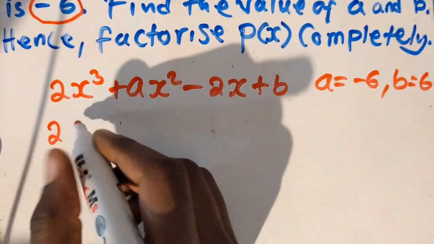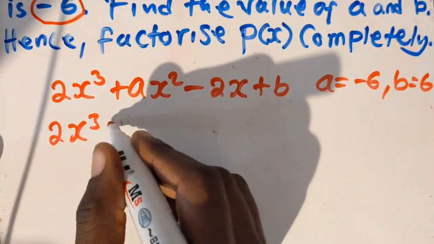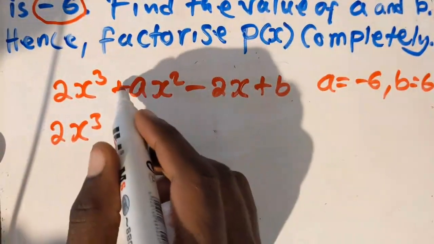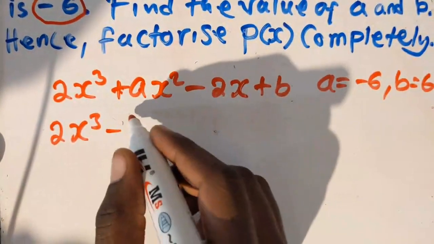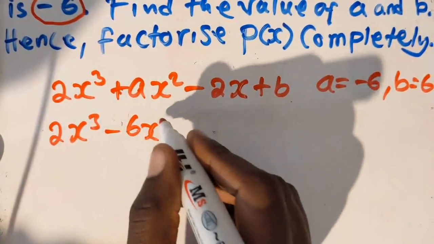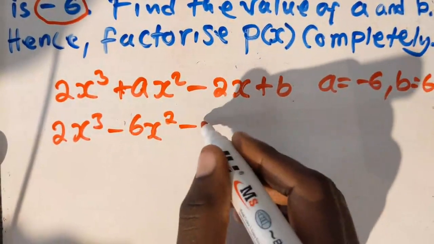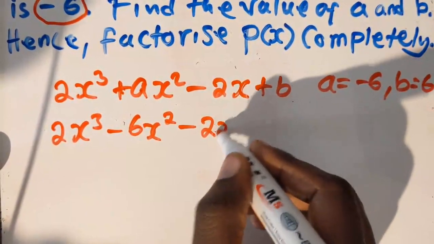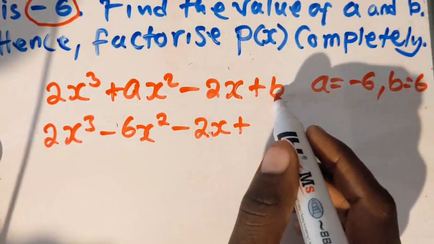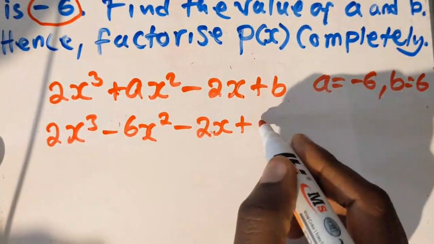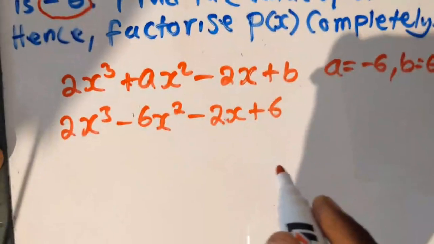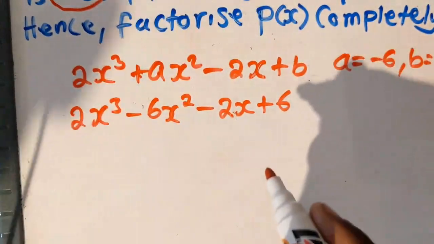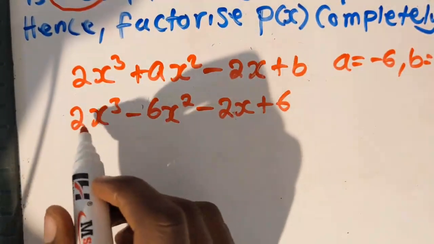So we are going to say 2x to the power 3. So this is positive, then this is negative. a is negative 6, so positive times negative is negative. So negative 6x to the power 2 minus 2x plus, so this is b, b is 6. So you just remove b and put 6. So you already know that. So what you need to do is to factorize this.